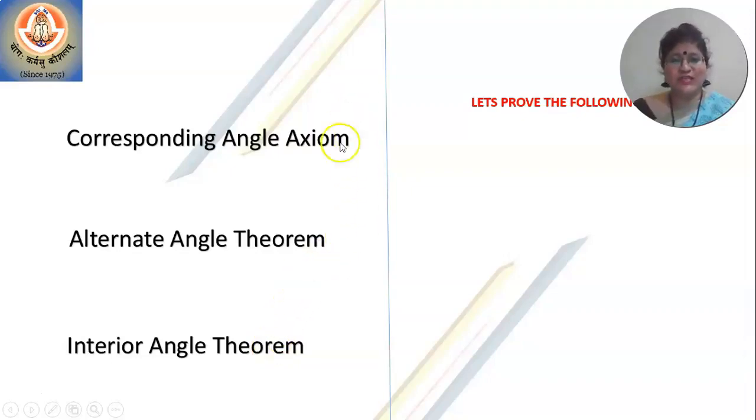So what do you notice in these three? You will notice that the transversal is intersecting parallel lines. And when it intersects parallel lines, then the corresponding angles will be congruent, alternate angles will be congruent, and interior angles on the same side of the transversal will total up to 180 degrees.